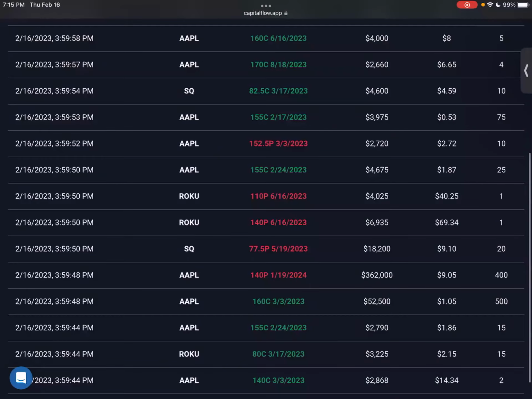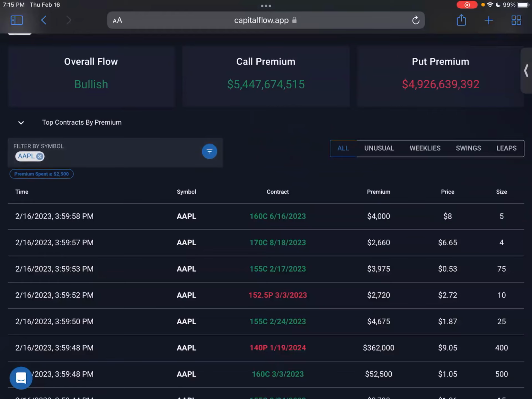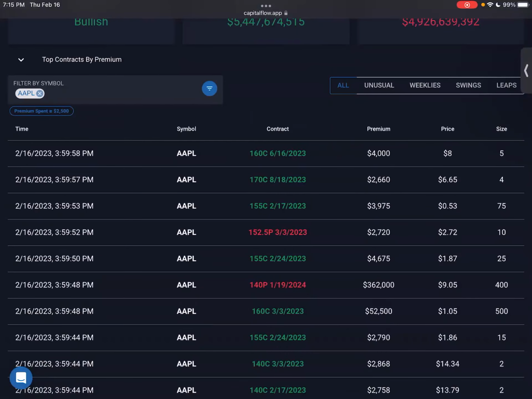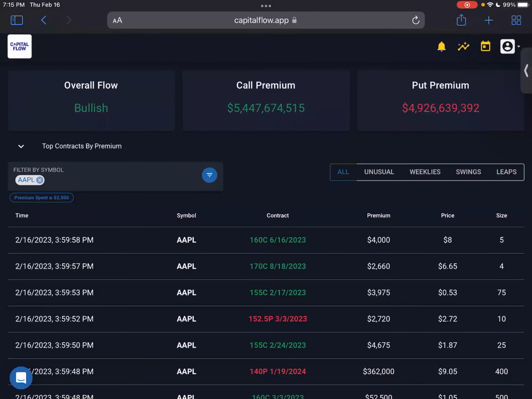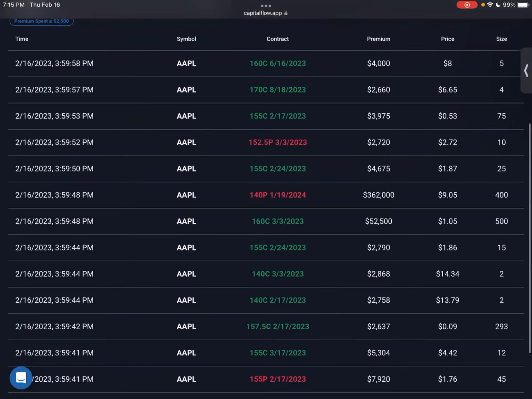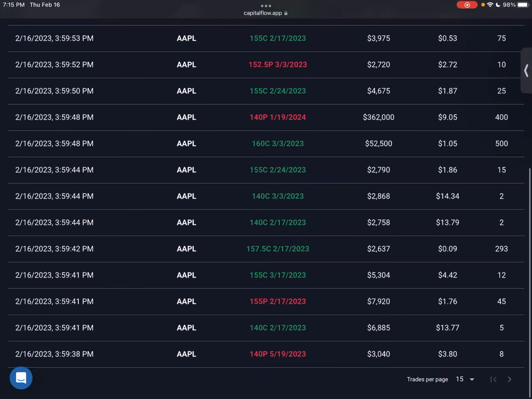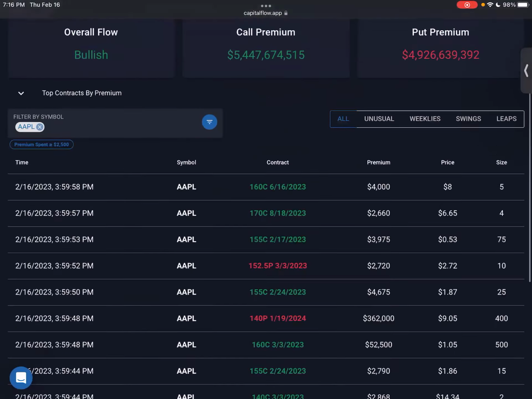So just for the sake of this video, we're gonna make this simple. We're actually only gonna look at one. So we just have Apple contracts pulled up, right? This is showing you all the Apple contracts that were bought today. And it shows the premium spent is greater than or equal to $2,500. So anytime somebody spends $2,500 or more on an Apple contract, you're gonna see it here. It's gonna come in real time, gives you the time, gives you the expiration date, how much money they put in, what those contracts cost, and exactly how many contracts that they bought.